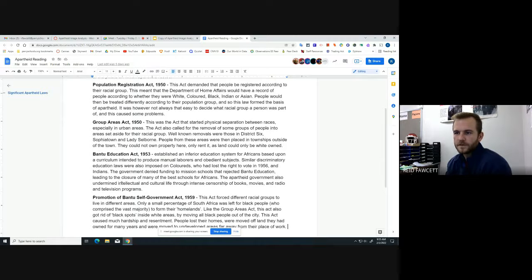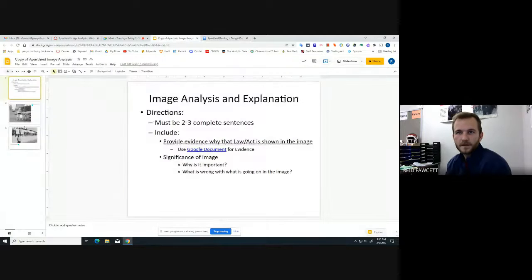Now you're going to use these 4 to complete the assignment. So here's the instructions. For each image, you need to figure out what law or act applies to the image. So you're going to use the reading to do that. Once you figure out the law that applies, then you need to explain with evidence from the reading why that is. So a little bit of explanation on how the connection between the law and the image.